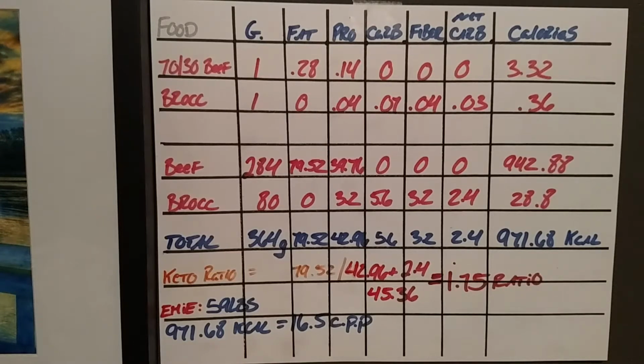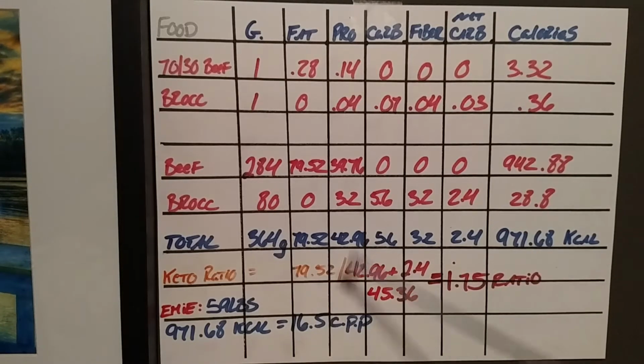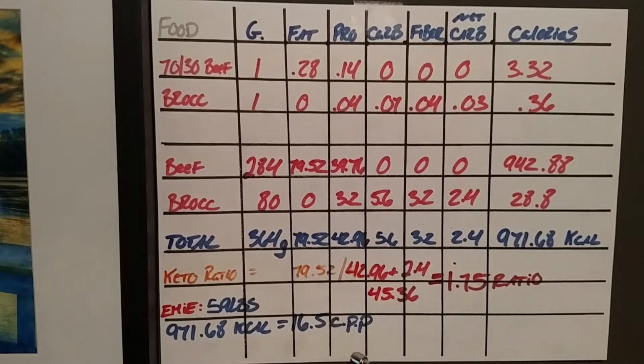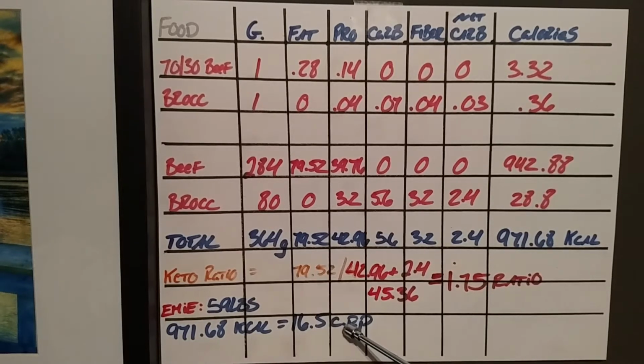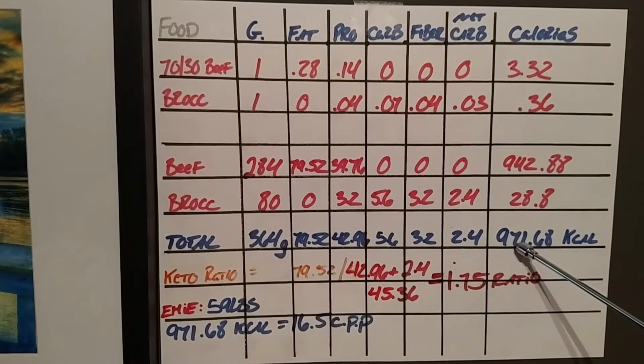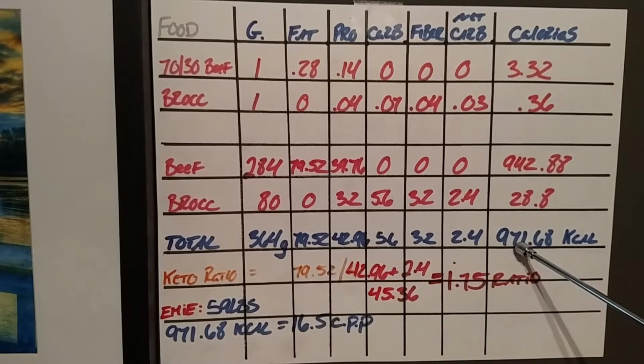You have to assess a body composition score in order to figure out how many calories per pound we're going to feed the dog. So this is an example of Emmy's diet plan. She weighs 59 pounds. Figure out we're going to feed her 16.5 calories per pound. Comes out to 971 calories for her total daily meal.